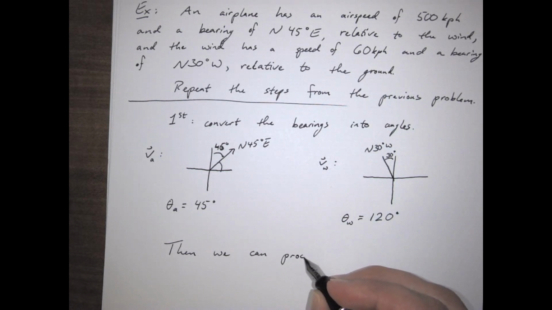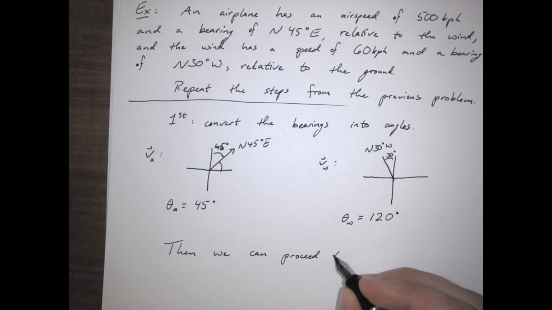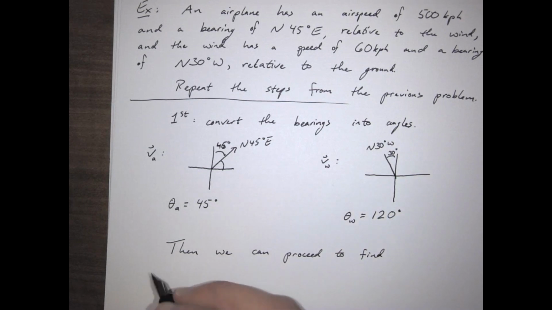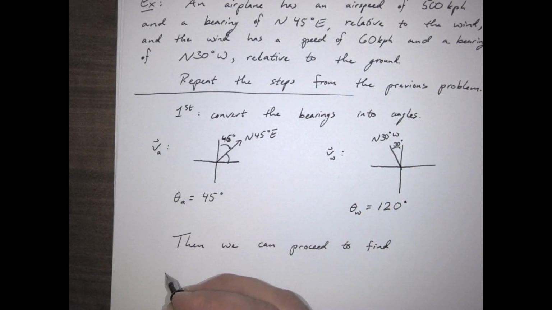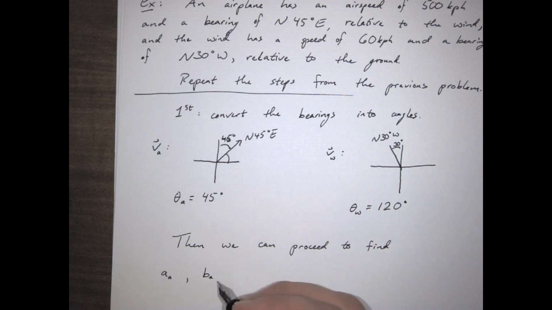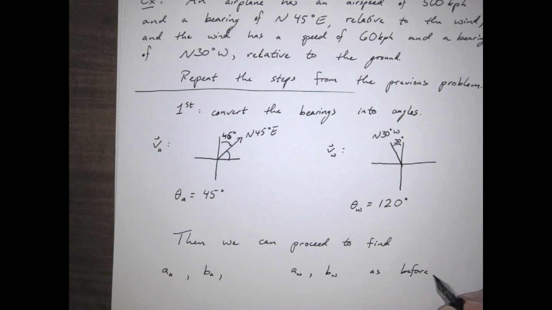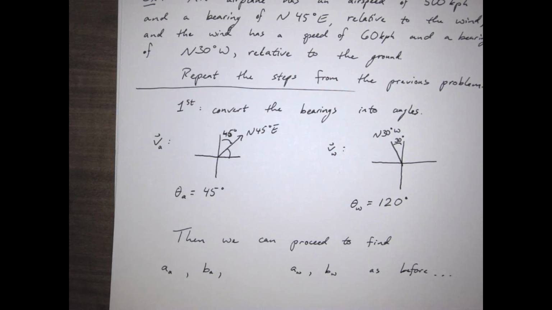So then we can proceed to find AA, BA, AW, BW as before. But this video has gone long enough, and so we'll have to end it there. You can fill in the dots for yourself.